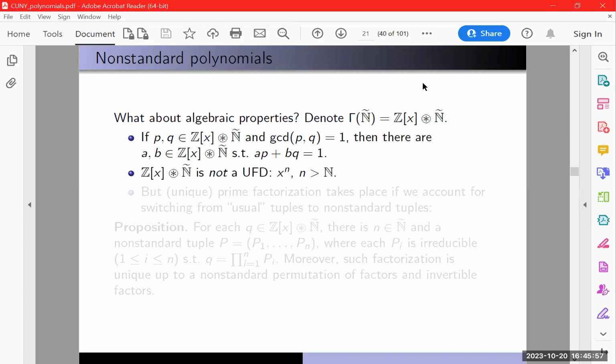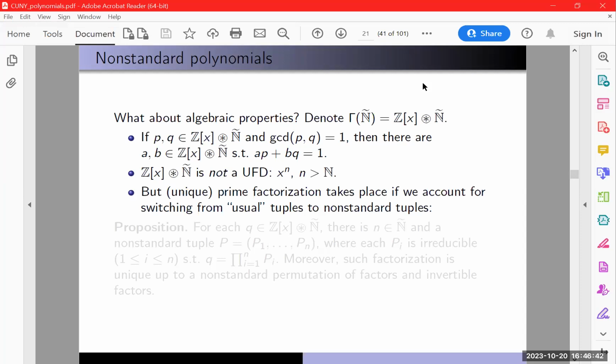There is more interesting stuff though. First, let's notice that this ring of non-standard polynomials is not a unique factorization domain. And the problem is actually not with the uniqueness part, it's with the factorization part. If you take x to the n with non-standard n, then you cannot express it as a finite product of irreducible polynomials. You would need infinitely many. But this example doesn't really tell us that it's not a UFD. It's actually telling us that we shouldn't be looking at finite factorizations in the first place.